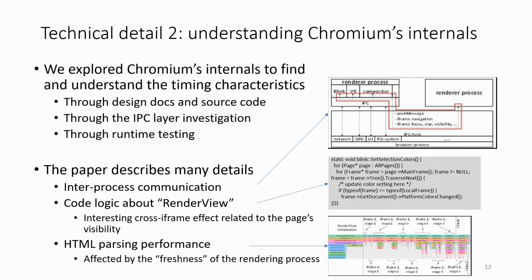inter-process communication. We also focus on the code logic about render view, which has an interesting cross-iframe effect related to the page's visibility. In addition, we talk about the HTML parsing performance, which is affected by the freshness of the renderer process. These are sources that produce timing differences, but I need to skip these details in my talk today.